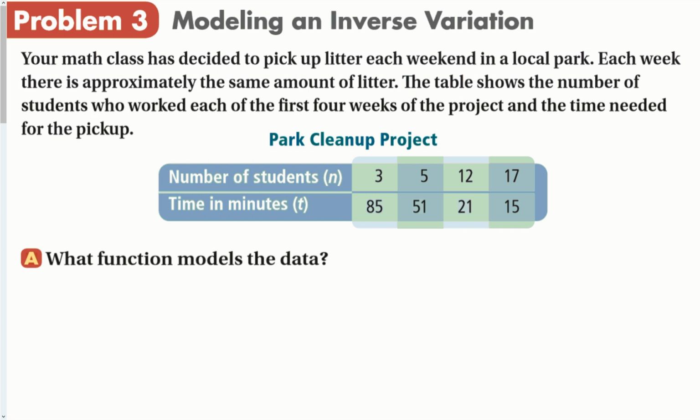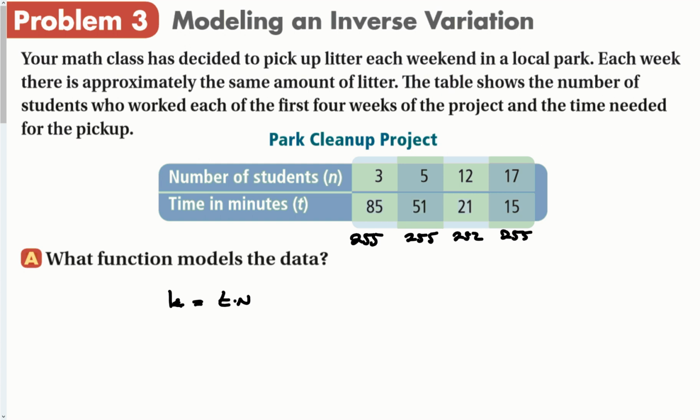Number of students, time. Time is going to be my independent variable, but it doesn't matter because we're going to figure out our constant to see if this varies inversely. And so it's going to be t times n, the two variables multiplied together. So when I multiply 3 times 85, we get 255. When I multiply 5 times 51, we get 255. 12 times 21, however, gives me 252, and 17 times 15 is 255.